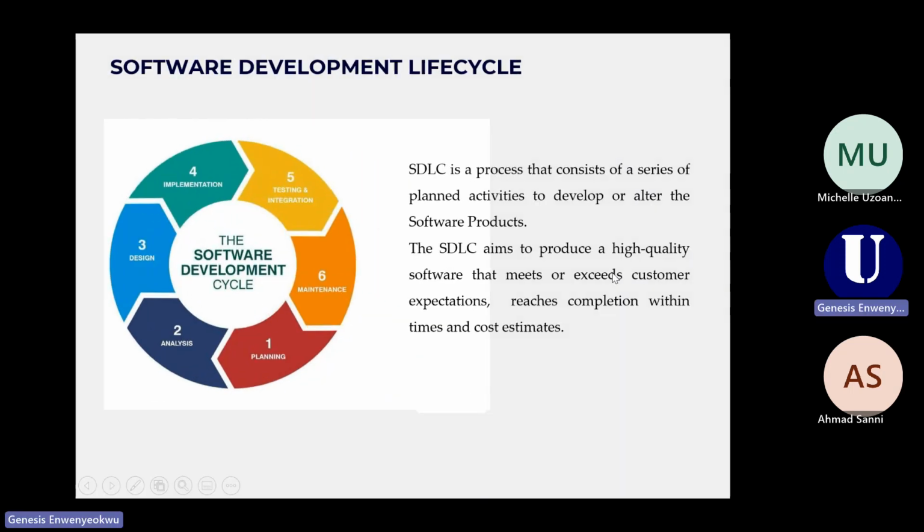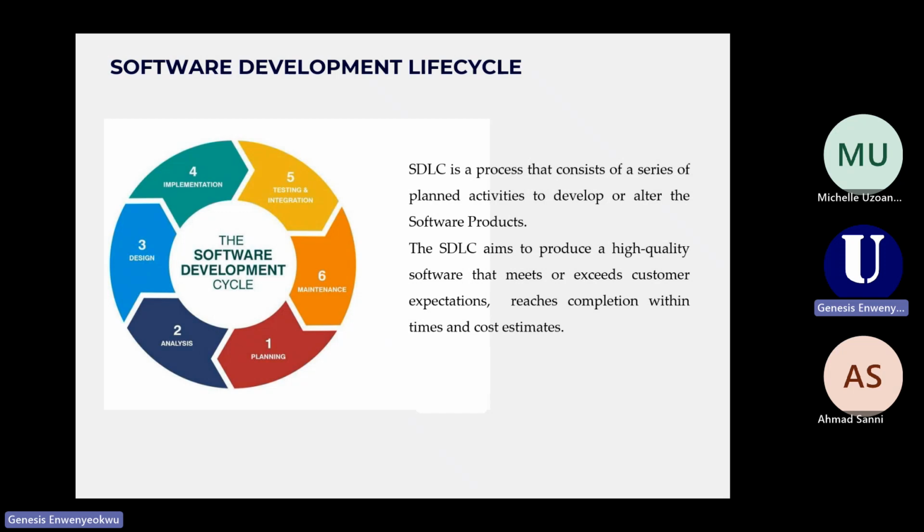Yeah, so the software development lifecycle has 6 stages, or 6 phases rather. Number 1 is planning. Number 2 is analysis. Number 3 is design. Number 4 is implementation. Number 5 is testing and integration. And number 6 is maintenance.